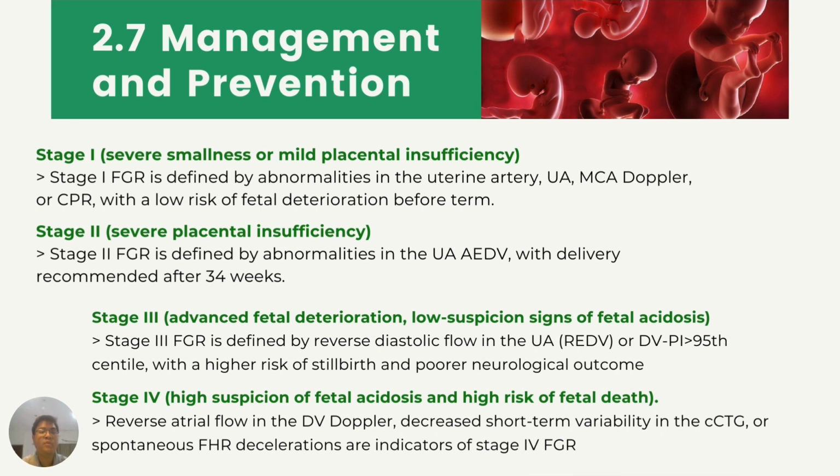The first stage is defined by abnormalities in the uterine artery Doppler, MCA Doppler, or CPR, with a low risk of fetal deterioration before term. The second stage is defined by abnormalities in the UA ADV, with delivery recommended after 34 weeks. The third stage is defined by reverse diastolic flow in the UA, or DV PI above the 95th centile, with a high risk of stillbirth and poorer neurological outcome. And stage 4: reverse arterial flow in the DV Doppler, decreased short-term variability in the CTG, or spontaneous FHR decelerations are the indicators of stage 4 of FGR.